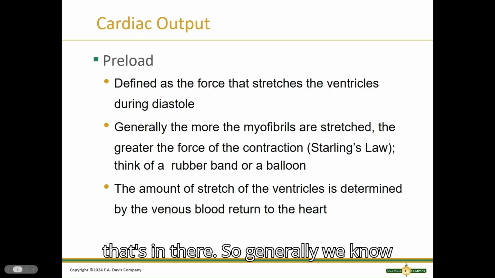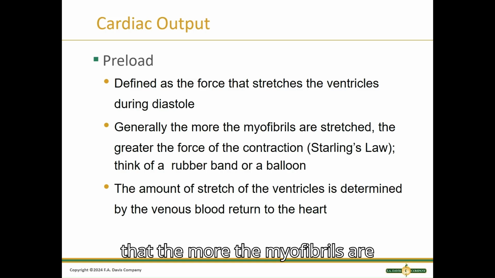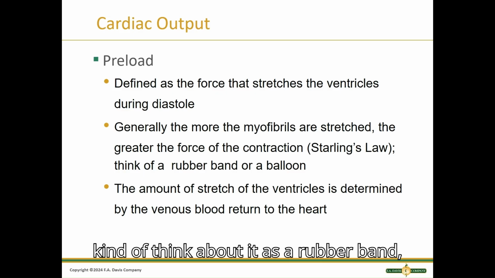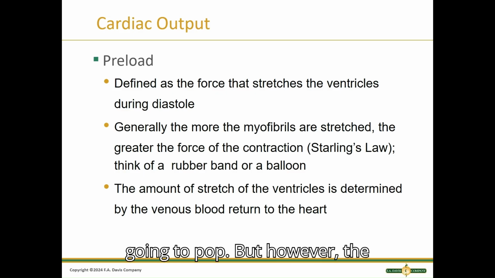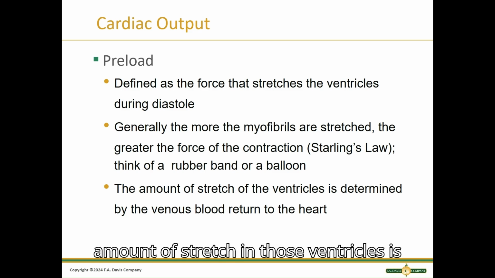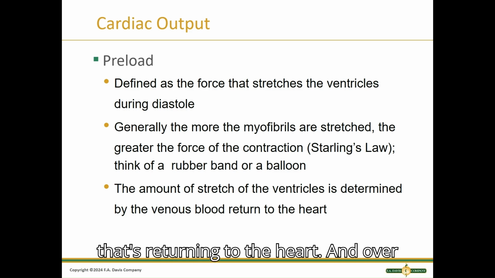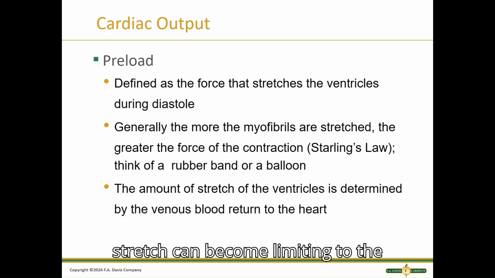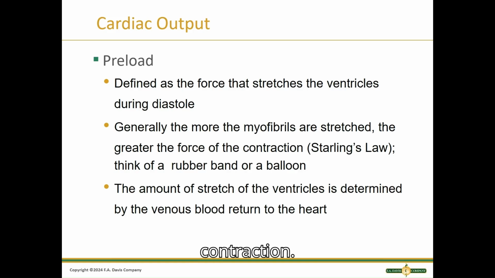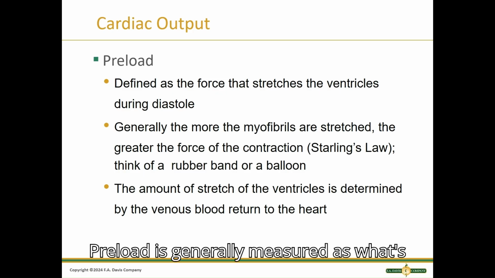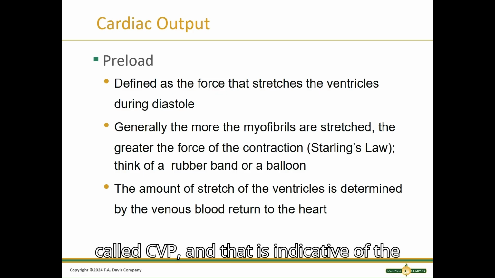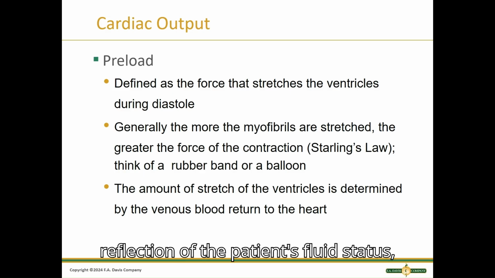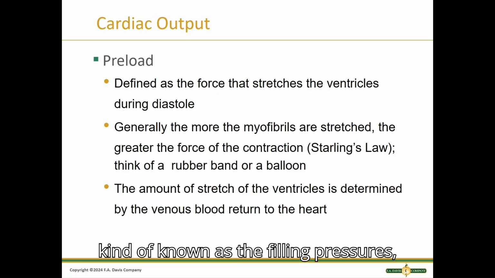Your preload. Preload is the amount of blood in the ventricles at the end of diastole. So it's defined as the force that stretches the ventricles during diastole and the amount of volume that's in there. Generally we know that the more the myofibrils are stretched, the greater the force of the contraction. That's Starling's law. So think about it as a rubber band. The more you stretch it, the harder it's going to pop. However, the amount of stretch in those ventricles is also determined by the amount of blood that's returning to the heart. And over time, such as with cardiomyopathy, that stretch can become limiting to the heart being able to have a forceful contraction.